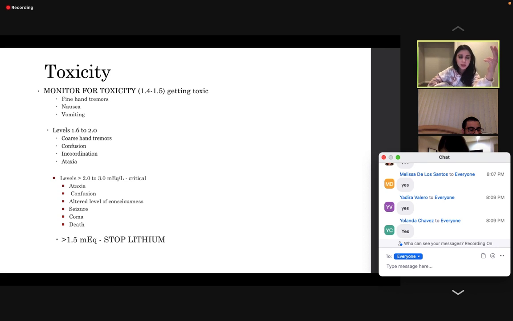Hemodialysis. What I want you to know is you're going to monitor for toxicity at 1.4 to 1.5: fine hand tremors, nausea, vomiting. It's kind of getting toxic, but it's expected. Above 1.5, we're going to stop it. This is where we're going to see ataxia, coarse hand tremors, confusion, incoordination, hyperirritability. Lithium's threshold for toxicity is very, very narrow. It's very easy to hit that 1.6. So easy. That's why you got to measure that trough level early in the morning. And if it's above 1.5, stop the lithium.